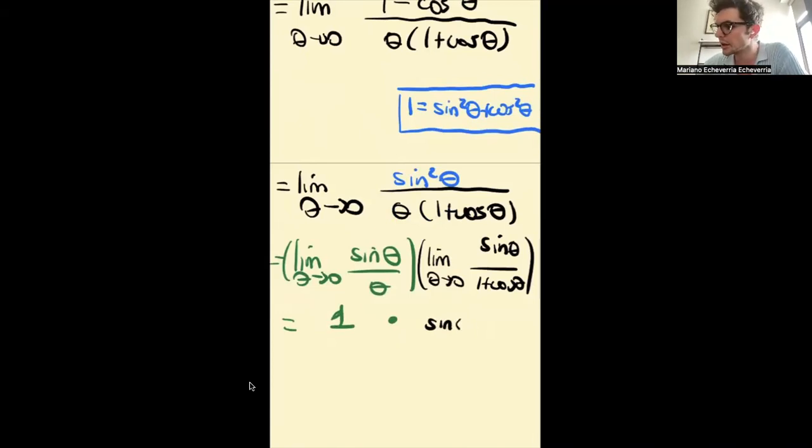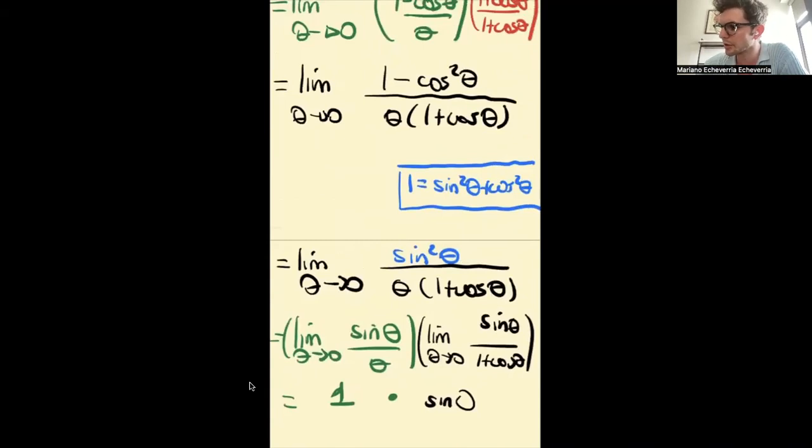It's just that to get the blue part, you have to use this identity that 1 equals sine squared plus cosine squared. So if you subtract cosine squared on both sides of this equality, 1 minus cosine squared becomes sine squared. This is an identity that everyone should remember as well.